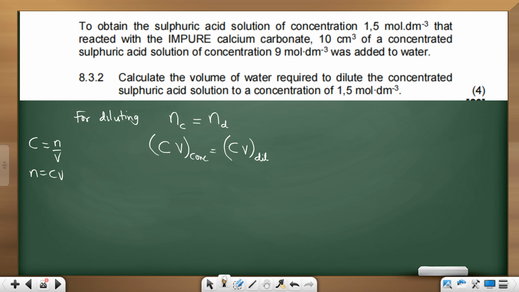Now check, my good learners. Do I know the concentration of the concentrated one? 9. Do I know the volume? They said 10 cm cube of the concentrated, 0.1 dm cube. Do I know the concentration of the new one? 1,5. But I don't know the volume. Please get me the volume of the dilute substance quickly. Then I'll explain something just to close here. Divide both sides by 1,5.